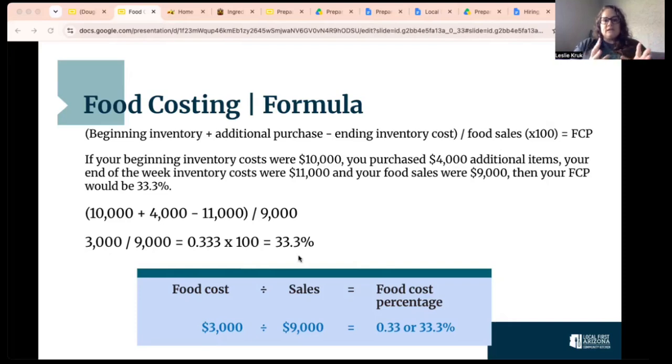Again, your inventory is the dollar value of the food product that's in your storage. This is money that you have yet to make. This is money you spent until you turn it into the products that you're going to sell. I always like to make sure that you understand the monetary value of your inventory.